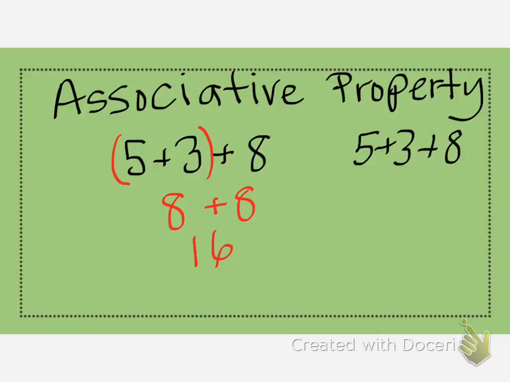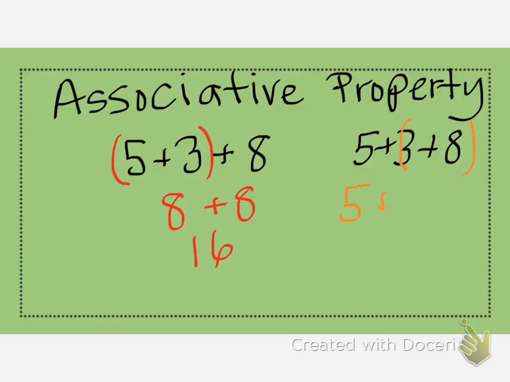If I have that same problem again, it doesn't matter which numbers I group together first. So let's say I put parentheses around the 3 and the 8. Well, that means I got to do the 8 plus the 3 first. So I'm going to do 5 plus 11, which is 16. So associative property says it doesn't matter which two numbers I decide to put in parentheses first. You can switch the parentheses and change the order of how you add it, and you will still get 16. You'll get the same answer. That's what associative property means.